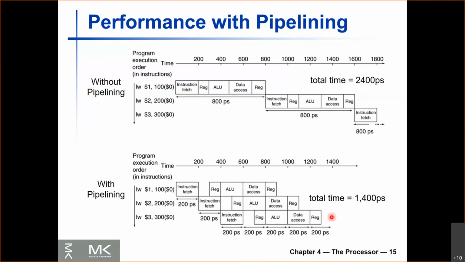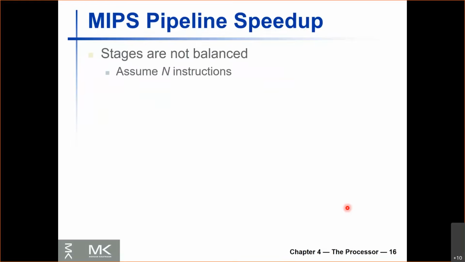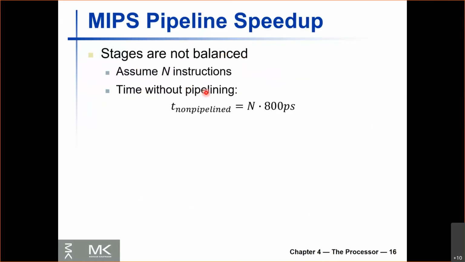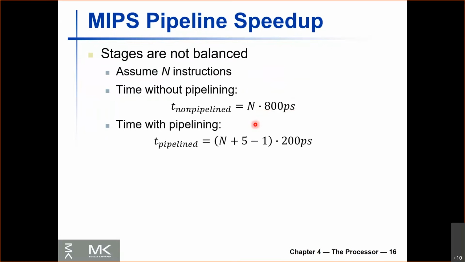In general, here, for this specific example, is how much performance improvement we get. If our stages are not balanced, and if we assume that we have n instructions, then the time without pipelining is the number of instructions times 800 picoseconds. Okay, so that's n times 800. And the time with pipelining is going to be n plus 5 minus 1 times 200 picoseconds.